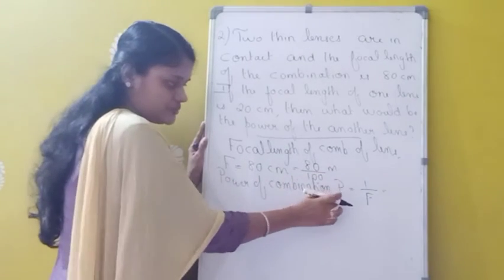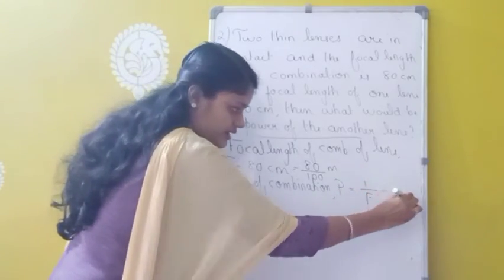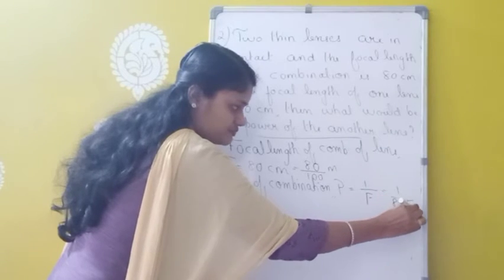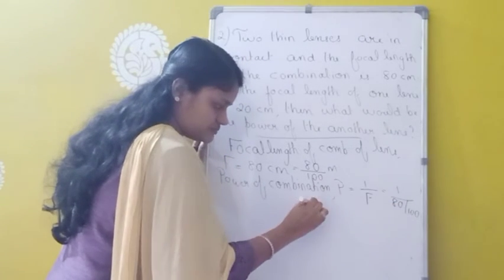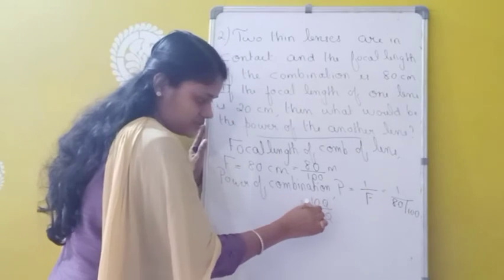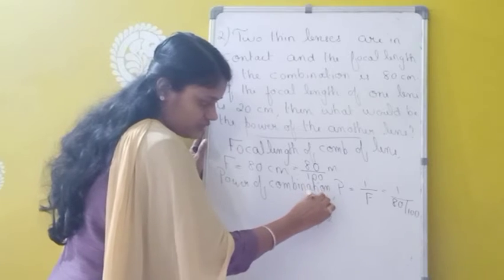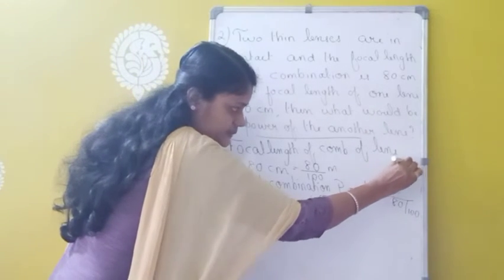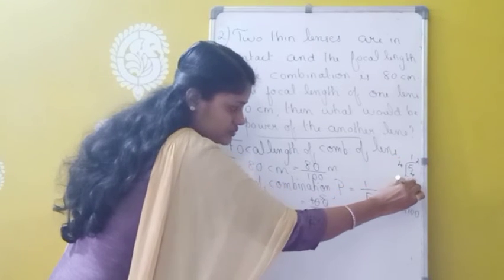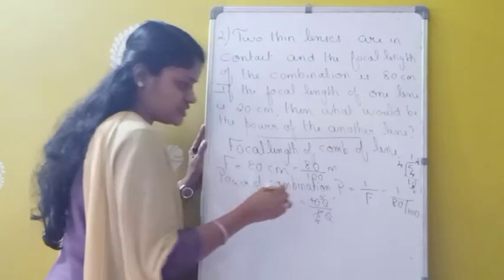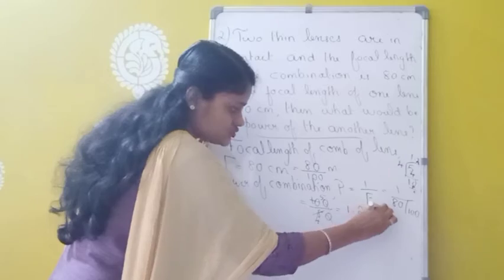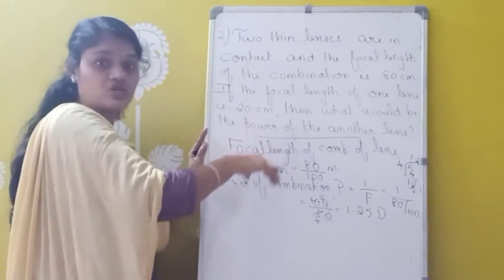Okay. So here also P equals 1 by F. That means 1 by, what is focal length here? 80 by 100. So 1 by 80 by 100. That means 100 by 80. So cancelling, remaining 10 by 8. So 5 by 4 means you will be getting 1.25. So we are getting here 1.25 diopter.